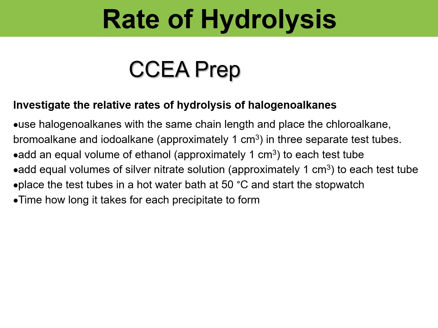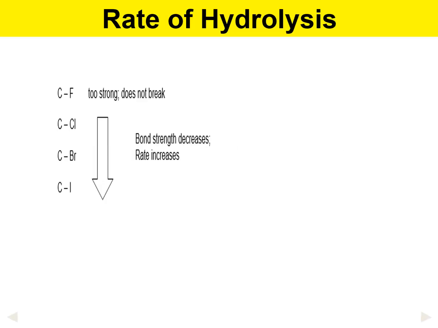The investigation into the relative rates of hydrolysis of halogenoalkanes can be done practically as follows. This preparation can be found in the SEA practical book. When we carried out the reaction, the yellow precipitate formed first, followed by the cream precipitate, and finally, after a significant time, the white precipitate.